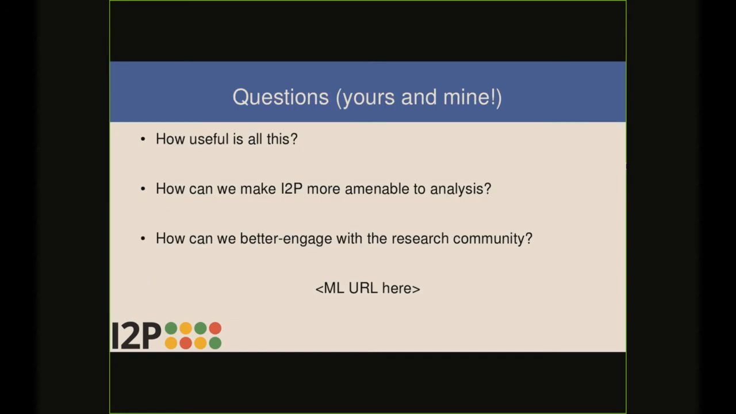So yeah, basically, I'm going to finish up with my questions. Firstly, how useful is all this? If someone were to say, oh, yeah, there's this paper that was published back in 2001, and it covers the exact use case, and it's not going to work at all, great, please tell me. I would love to know about that paper. But also in particular, assuming that's not the case, and there is still some usefulness here, how can we make I2P more amenable to analysis for researchers?